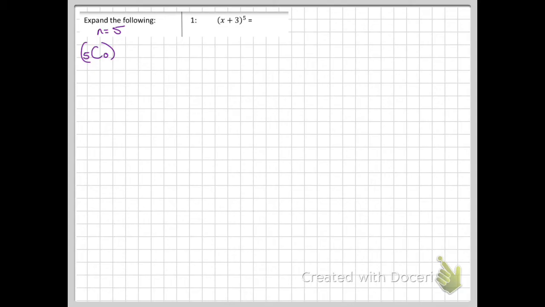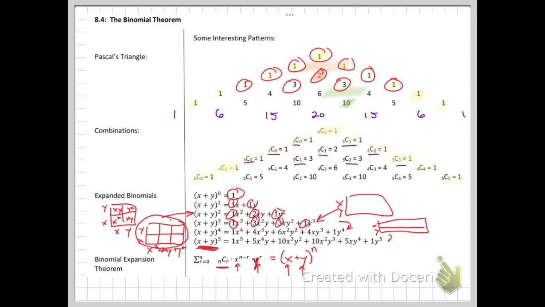Then my first term, keep it in order, is x. That gets all the exponents on it to the 5th, right? Because n is 5. And then my second term in my binomial is a 3. That starts with no exponents on it, 0. So if you look back here, notice, let's look at to the 5th power.